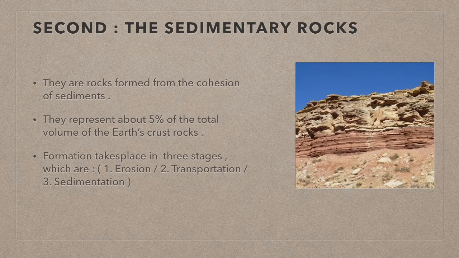There are three stages that take place in this formation: erosion, transportation, and sedimentation. The first stage is erosion, and the second one is transportation by water or air, where these particles are deposited. In sedimentation, the deposited rock particles adhere together, forming the sedimentary rocks.